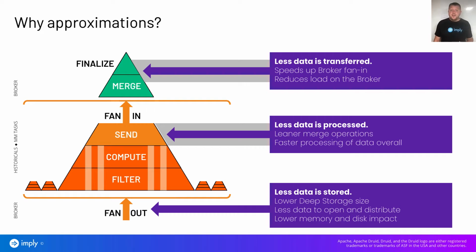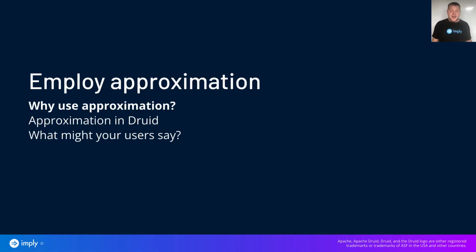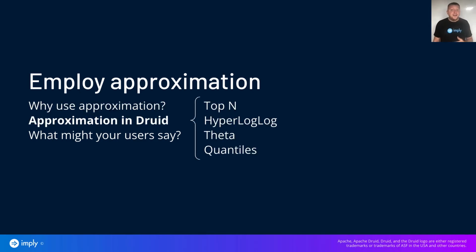The data processes that you see here at the bottom of the diagram are the most scalable part of Druid. By using approximation, you make the data servers do as much of the work as you possibly can. So now you know really that approximation is about both storage and computational efficiency. So how can you leverage approximation in Druid? There are 4 techniques: top N, hyperloglog, theta, and quantiles.